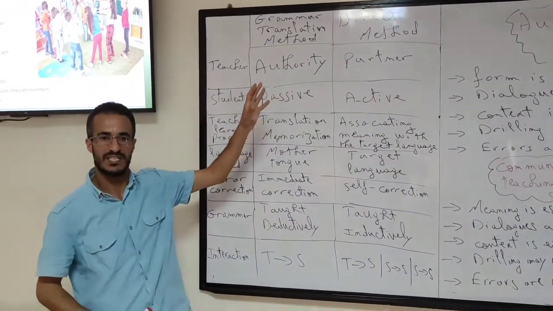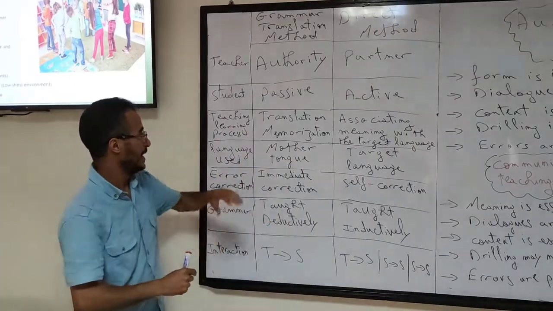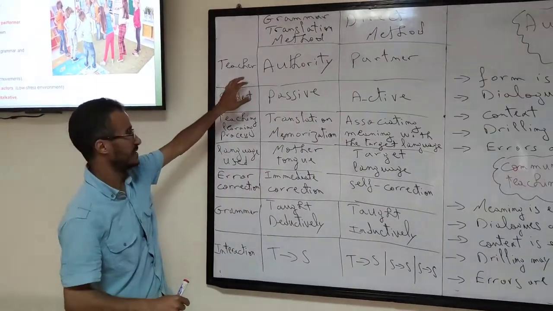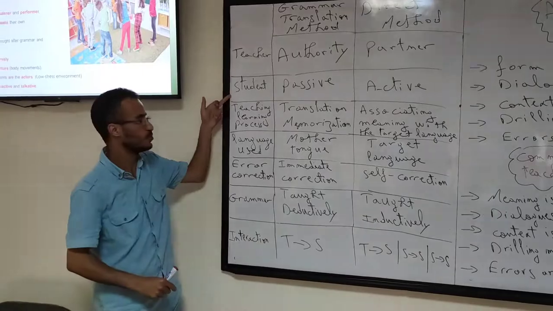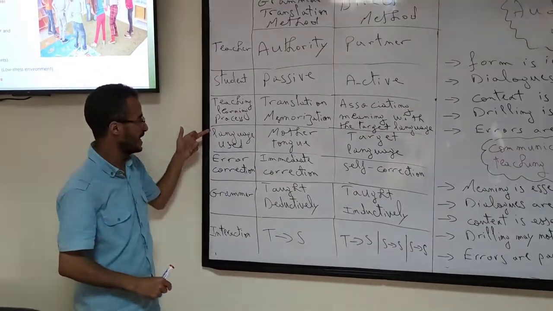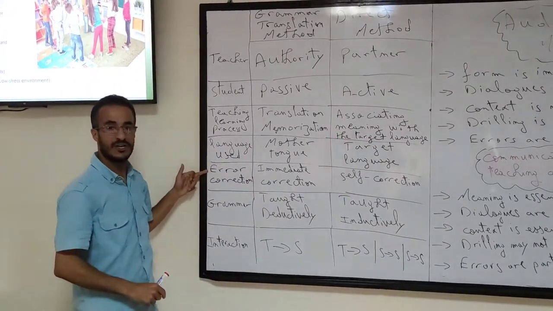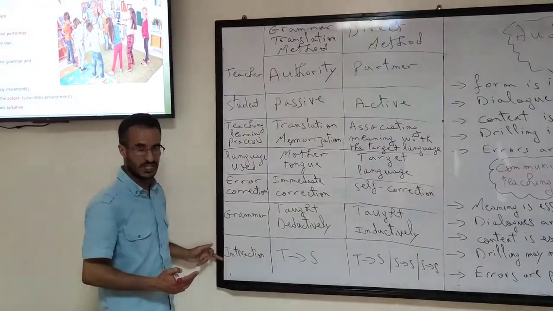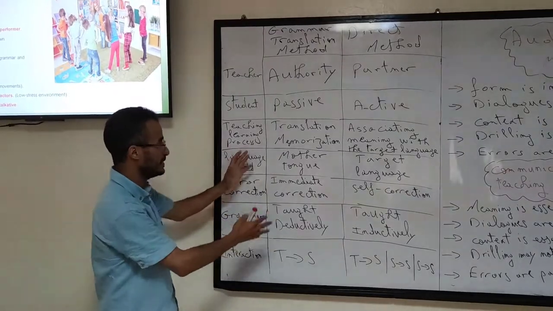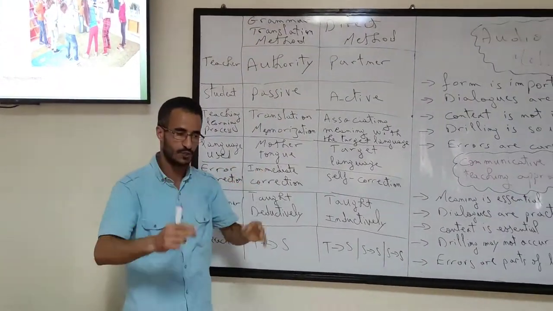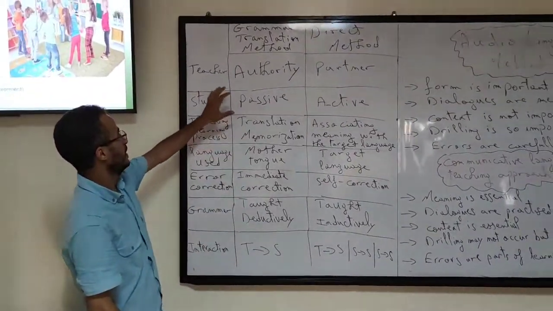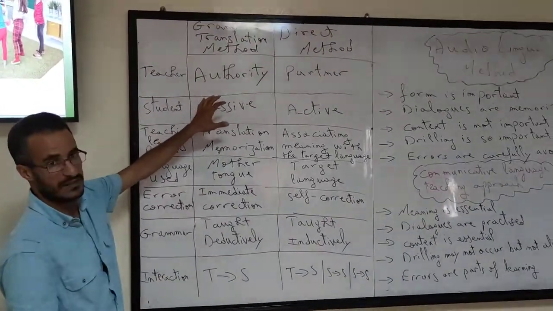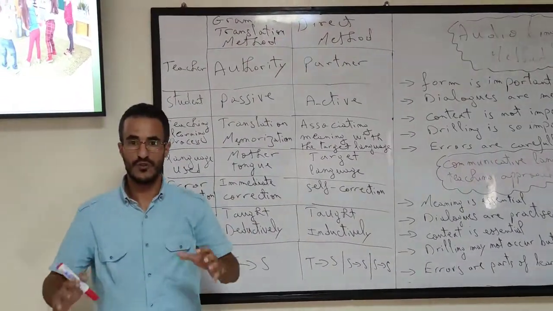So the grammar translation method is a classical method. Let's focus on these elements. Number one, the teacher, the student, teaching learning process, language used, error correction, grammar, how grammar is taught, and interaction. So I'm going to compare these elements across the two approaches, or the two methods. Number one, for the grammar translation method, the teacher has got authority.